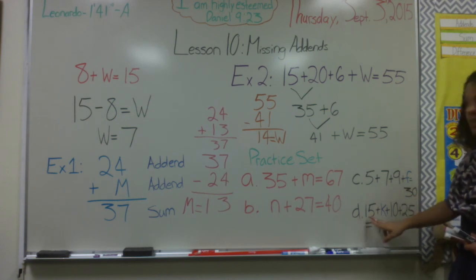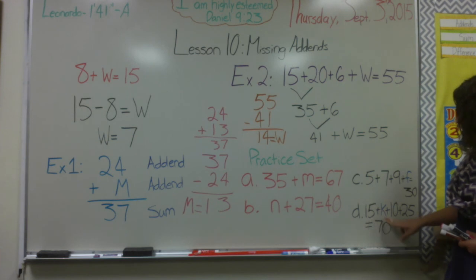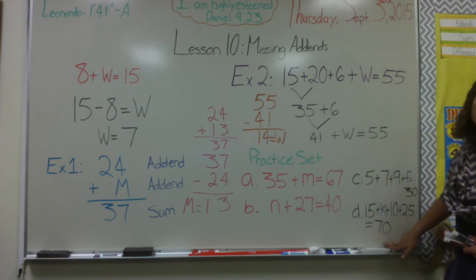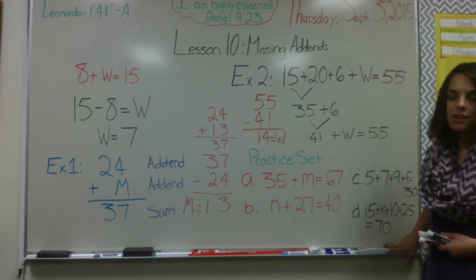And letter D, K is what you're solving for, and you have 15 plus K plus 10 plus 25 equals 70. So you should know how to be able to solve those problems.